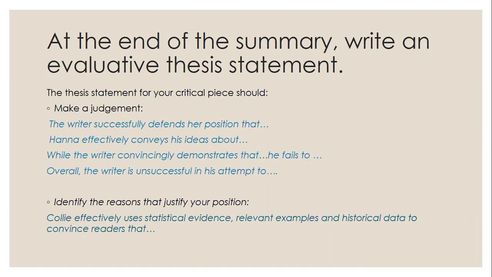The writer successfully defends her position that, whatever the position is, you have to say specifically what it is, right? The writer effectively conveys his ideas about something. Sometimes the writer may be successful in some ways, but not in others. So then you might begin, while the writer convincingly demonstrates that this and that happens through the use of this and that, he fails to do something. And you could say why he fails. It might be the presence of fallacies or personal bias or limited research or something like that.